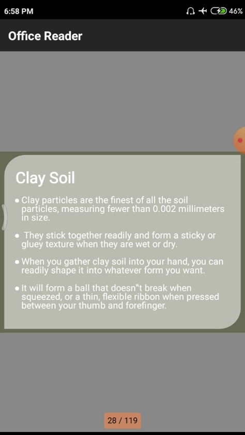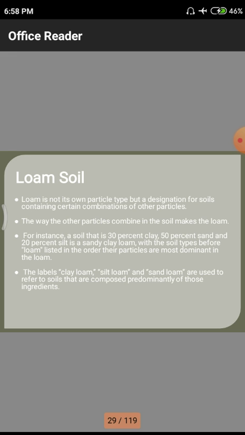All these are explained in the previous class. Today we have to discuss loam soil. What is loam soil? What are the different chemicals present in these loam soils? And what are the properties exhibited by these loam soils? And particle sizes vary. These are the things we need to know about loam soils.